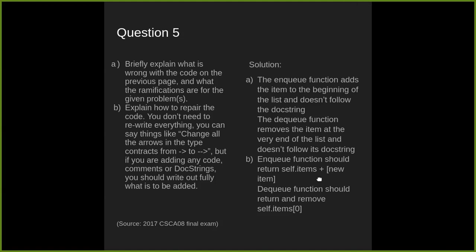Then in part B, you can say that the enqueue function should return self.items plus a list containing the value new item, and the dequeue function should return and remove self.items at index 0 instead of index -1.